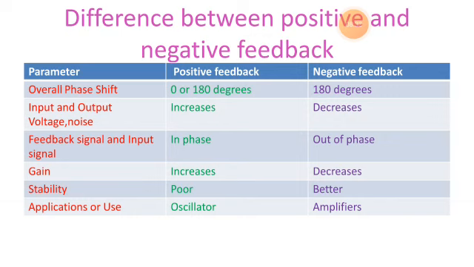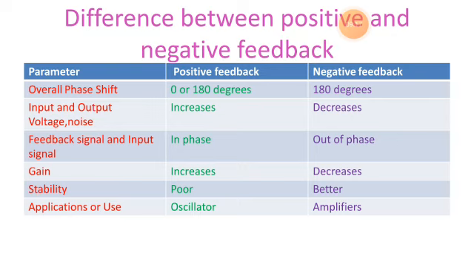The first parameter is overall phase shift. For positive feedback it is 0 or 180 degrees and for negative feedback it is 180 degrees. Second parameter is input and output voltage or noise. It increases in positive feedback and in case of negative it decreases. Feedback signals and output signals in positive feedback are in phase. In negative feedback these are out of phase. Now gain, it is the power gain, voltage gain, it increases in positive feedback and in negative feedback it decreases. Stability of the circuit is poor in positive feedback but it is better in negative feedback.